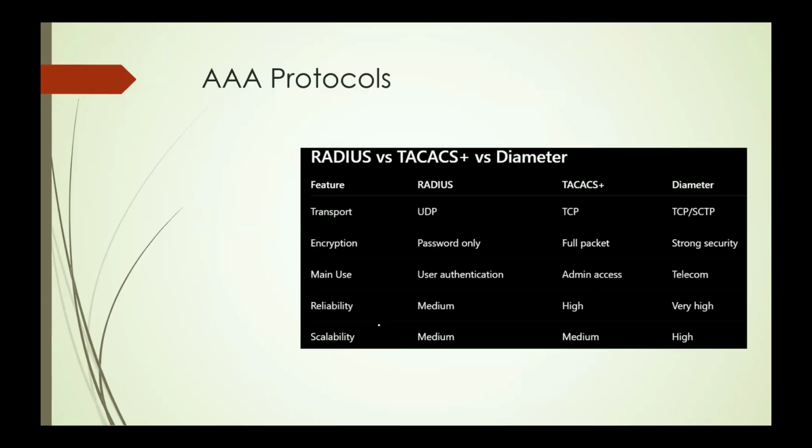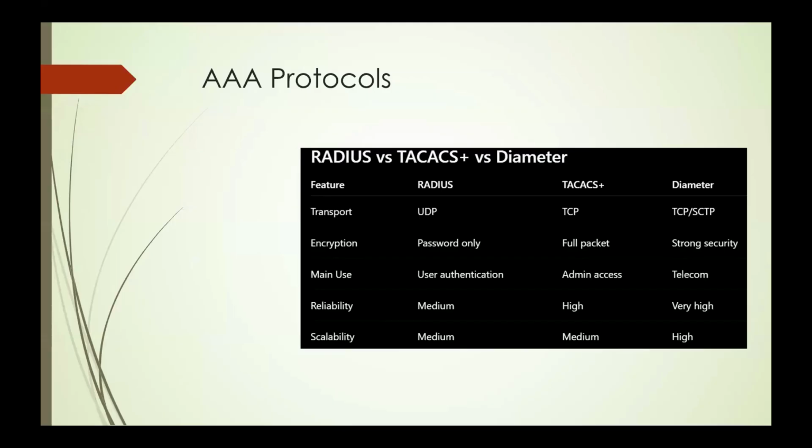Now let's see AAA protocols. Before saying protocols, what is a protocol? It is nothing but a set of rules for systems to communicate with each other, right? Different rules are given under three protocols mostly used for AAA. First one is RADIUS, TACACS+, and Diameter. The features of the three protocols are given here.